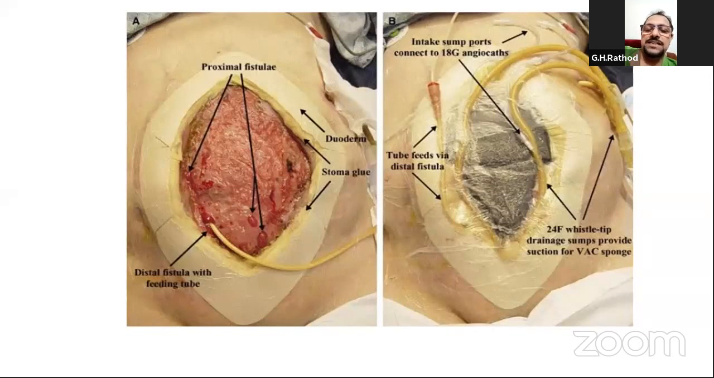And then and only in those cases you can have some special kind of application of vacuum assisted therapy which can be applied in this kind of very, very selective cases. That is not our point of concern.